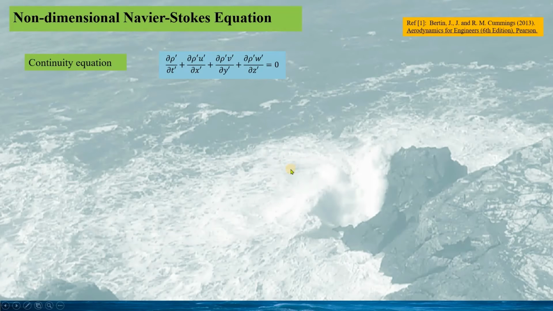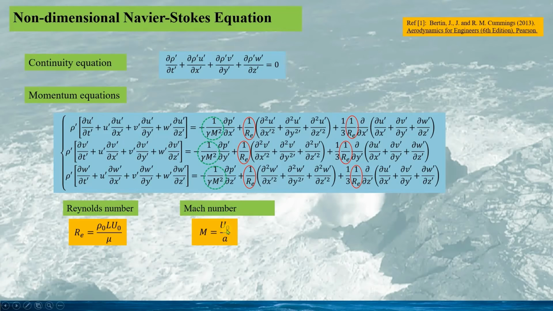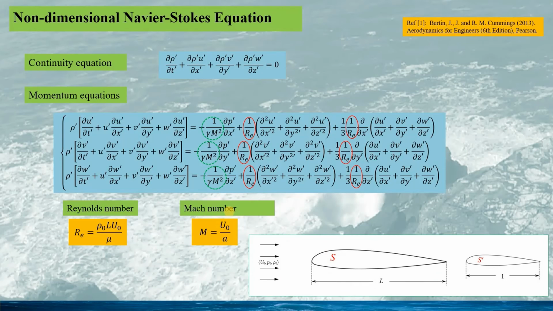So after all these derivations and the analysis of the ideal gas equation, we can have the non-dimensional Navier-Stokes equation, the non-dimensional continuity equation given in this form, and the momentum equations given in this. Here we use the Reynolds number Re in the equation, and the Mach number M here in the equation. As such, we have transformed the dynamic system S into the standard system S prime.